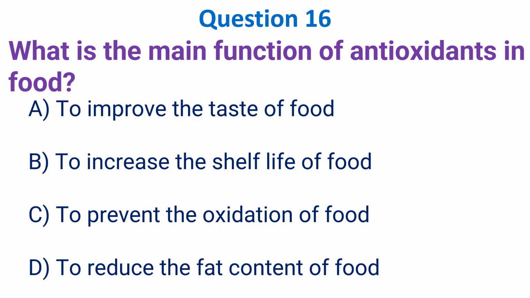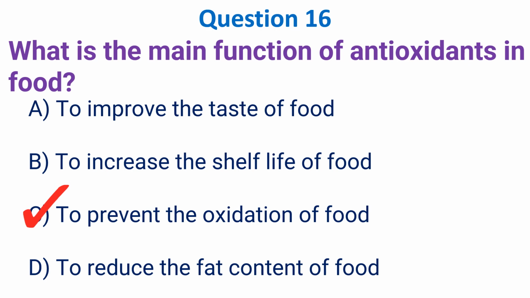Question number 16. What is the main function of antioxidant in food? Options are option A to improve the taste of the food, option B to increase the shelf life of the food, option C to prevent oxidation of the food, option D to reduce the fat content of the food. And the correct option is option C to prevent the oxidation of the food.